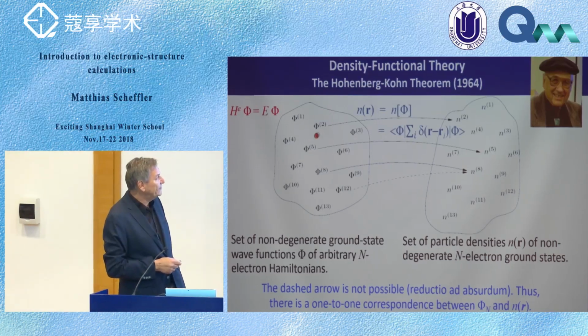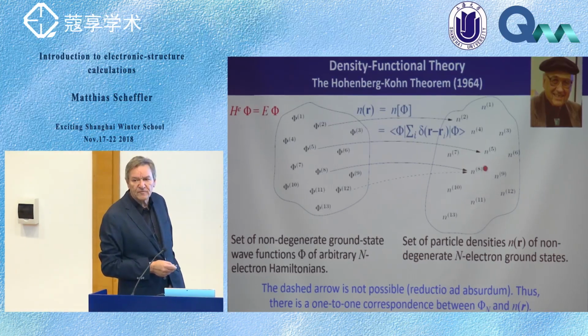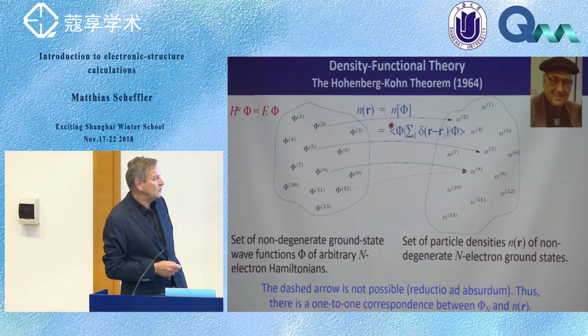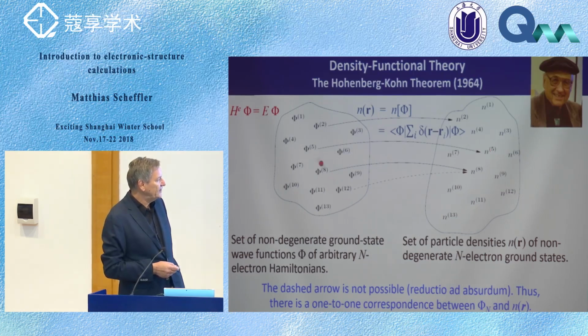Then, of course, if you have a wave function, you can always calculate the density from the wave function. And this is the equation which you also all know. It's just the expectation value of these Dirac delta functions. A wave function gives you a density. Another wave function gives you another density. And what they asked in their paper is, is it possible that two different wave functions have the same density?